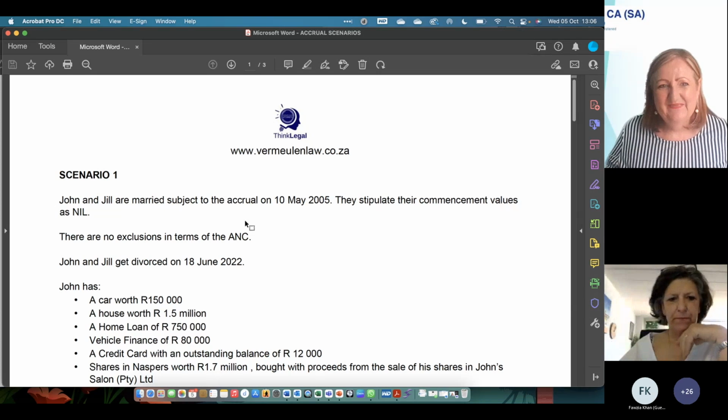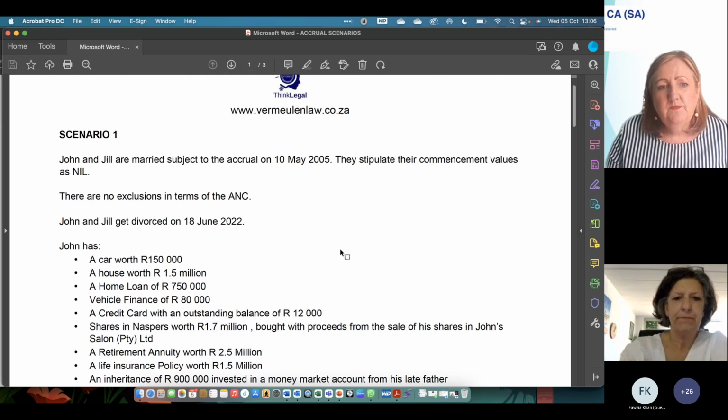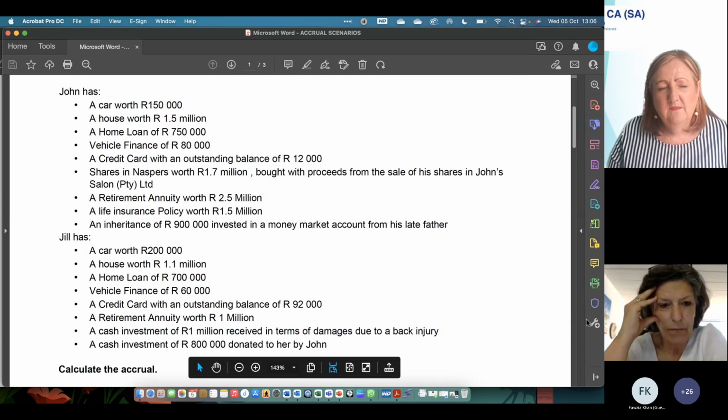Guys, right. So scenario one is a fairly straightforward one. John and Jill are married, subject to the accrual on 10 May 2005. They stipulate their commencement values as nil in the antenuptial contract. They've also got 0 exclusions. John and Jill get divorced on 18 June 2022, and then we've given you a brief synopsis of the assets in each of their estates.